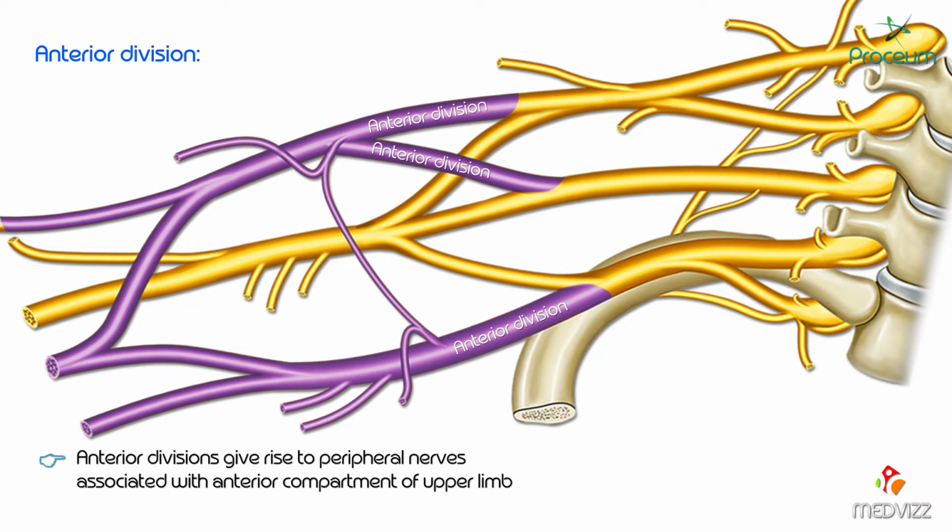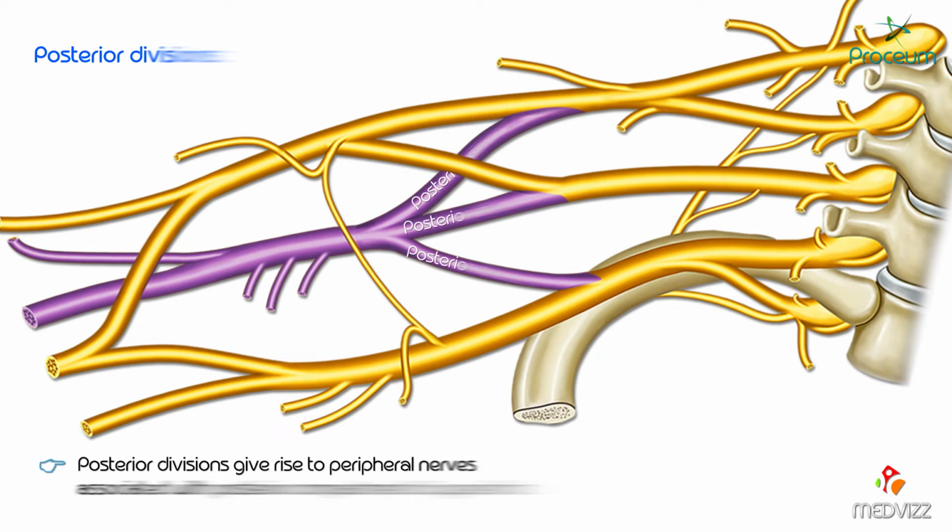Anterior divisions give rise to the peripheral nerves of the upper limb which are mainly associated with the anterior compartment, which means all the nerves formed from the anterior divisions give innervation to all the muscles of the anterior or flexor compartment of the upper limb. When we talk about the posterior divisions, they give rise to peripheral nerves which are mainly associated with the posterior compartment of the upper limb, which is also called the extensor compartment.